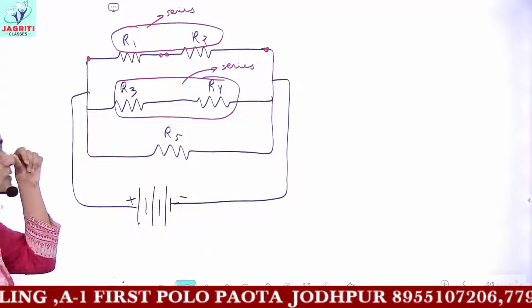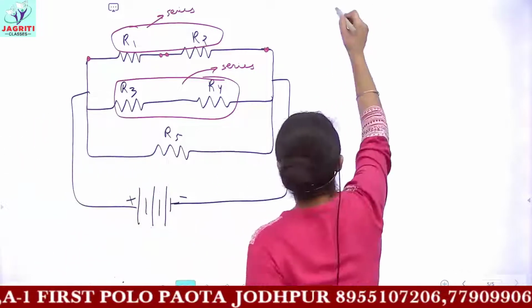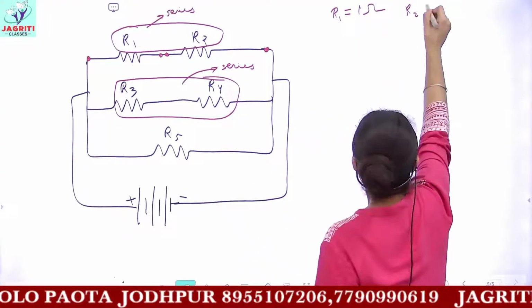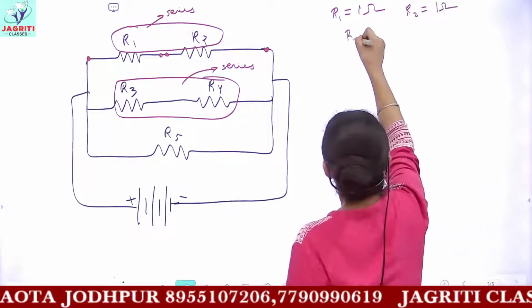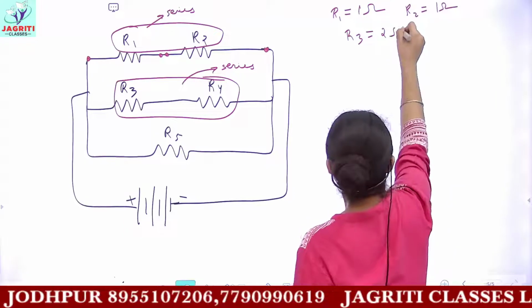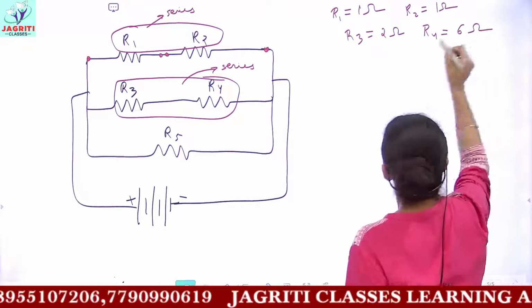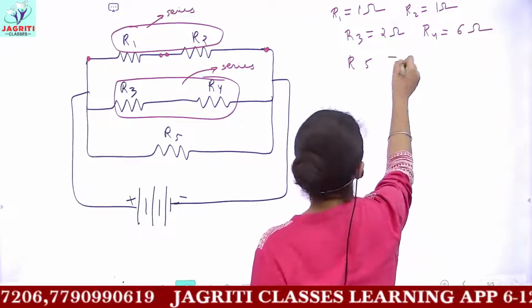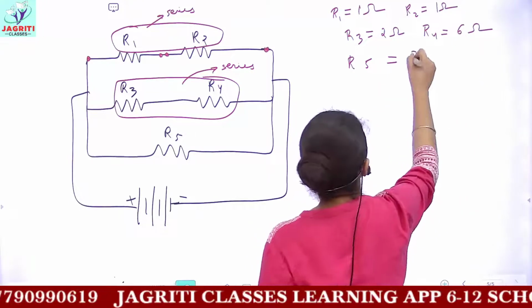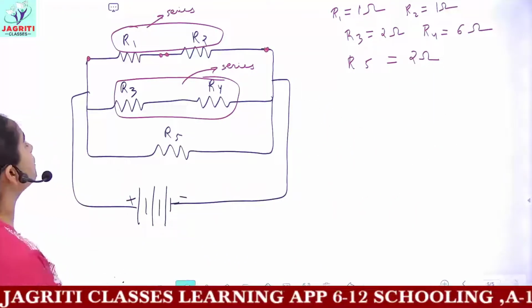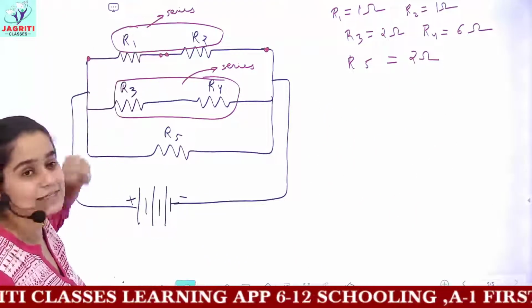Okay, we assume that R1 is equal to 1 ohm, R2 is also 1 ohm, R3 you are given as 2 ohm, R4 you are given as 6 ohms, R5 you have as 2 ohms again. So these are the values which are given. So how will we be solving? R1 and R2 are in series combination.